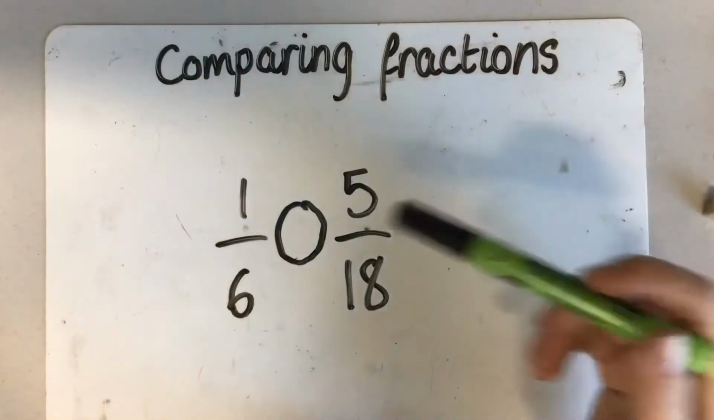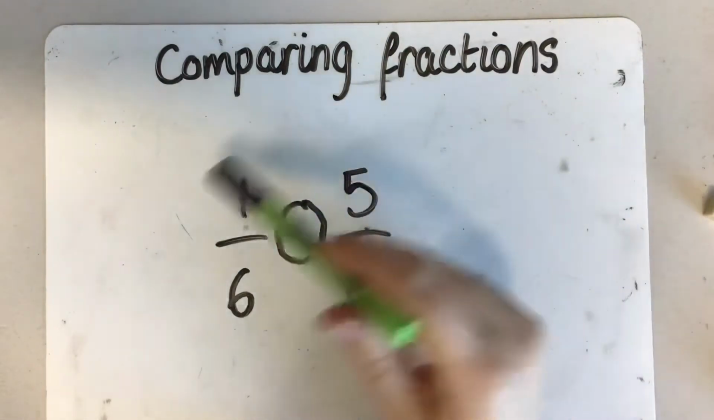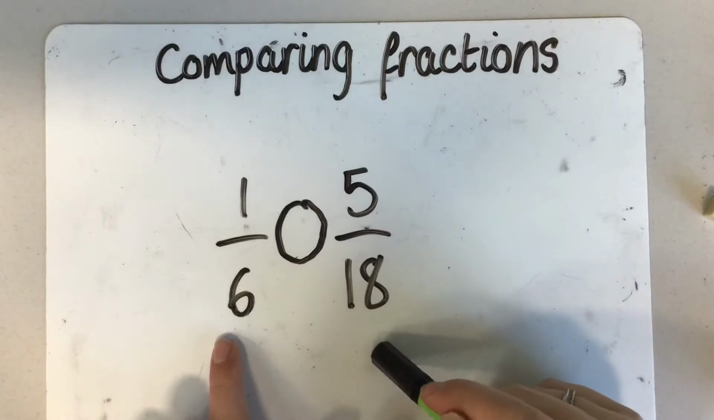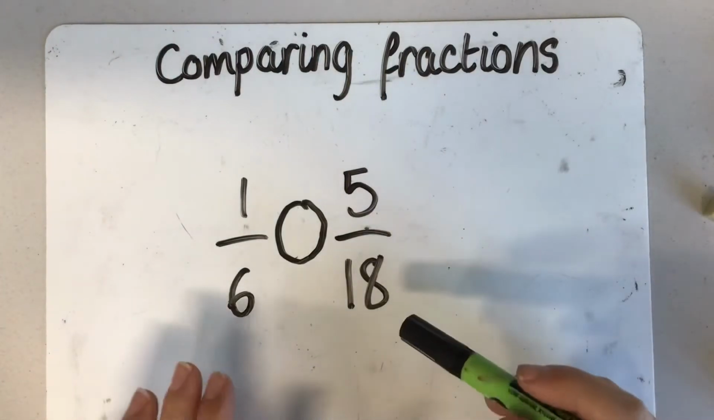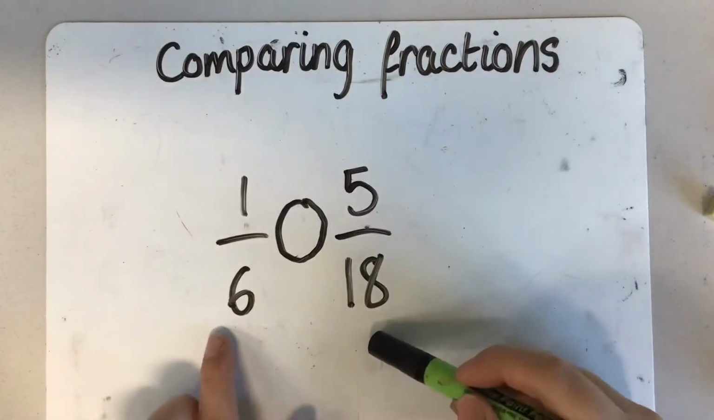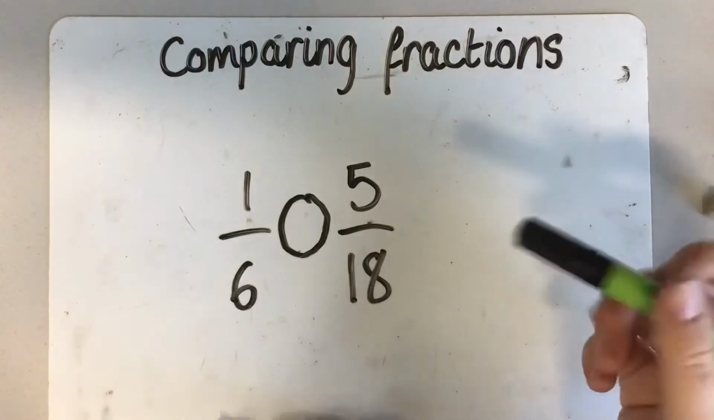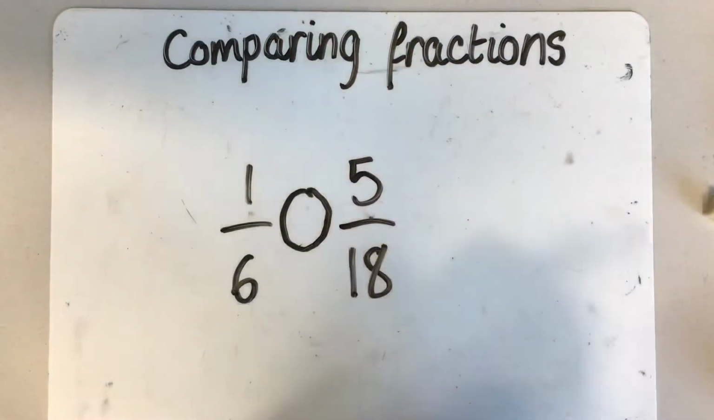What if you had the question 1/6 comparing it to 5/18? Which of these is bigger? Now again, different denominators, so we need to put them in the same denominator. You need to think of it like if you had different denominators, you've got different fruits. It's like trying to compare apples with oranges, and you can't do that. So you need to put them into the same denominator so you can compare them directly.